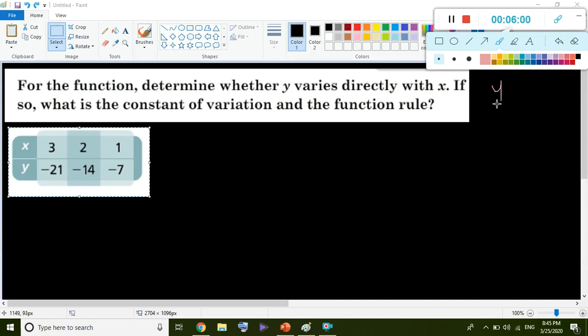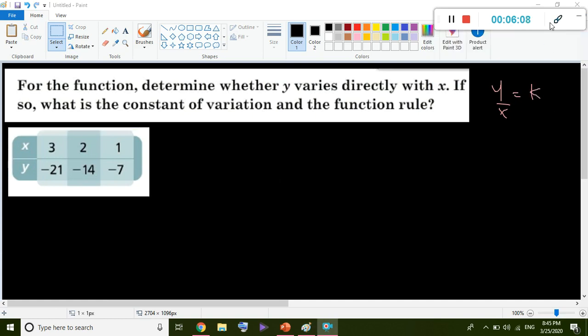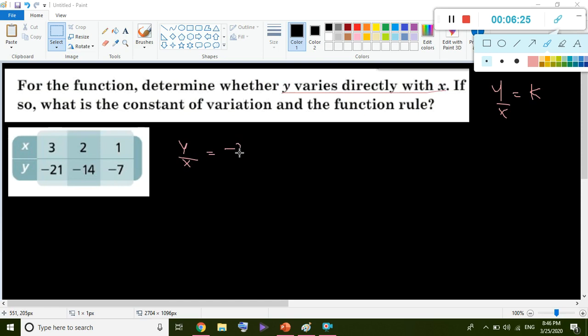Y over x equals k. Okay, so now first of all, we're going to find if y varies directly with x or not. So we're going to find y over x for all. So y over x. Now let's see, for the first one, it's going to be negative 21 over 3.